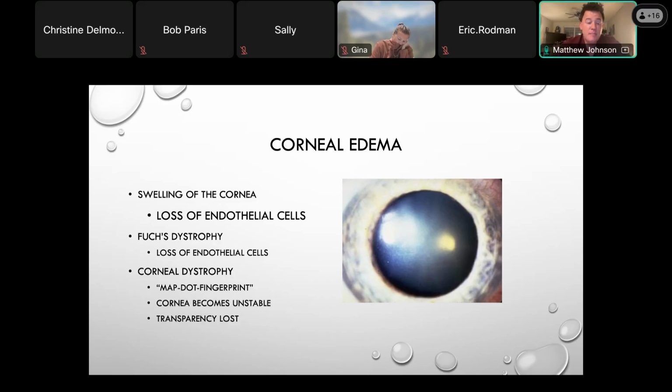You might see the map dot fingerprint, and it literally is called map dot fingerprint because it looks like somebody smudged their fingerprint on the cornea, or they have dots all over their cornea, or it looks like a map of something. I mean, it's a treasure map. You go find your treasure, I guess. But anyway, that's literally what the cornea looks like. The cornea becomes unstable and transparency is then lost.